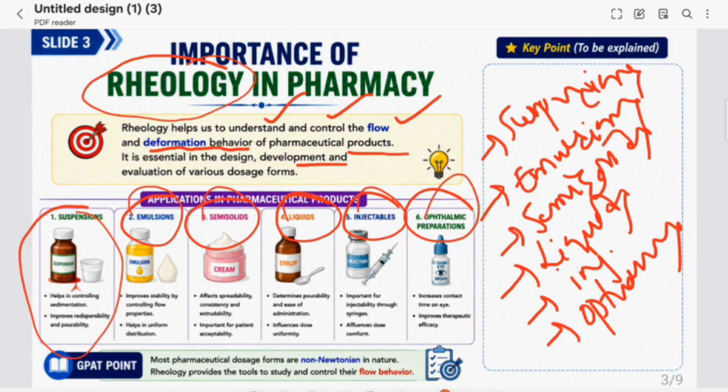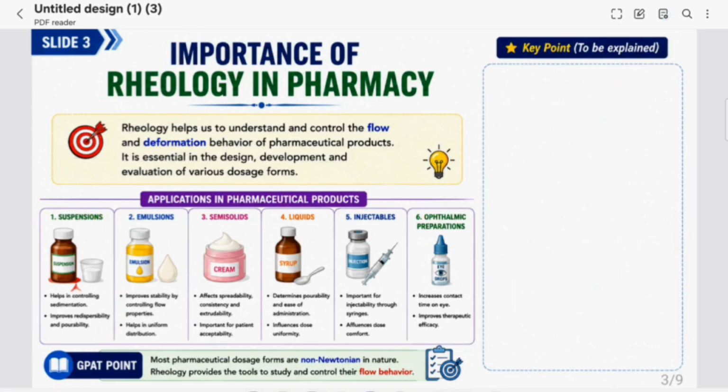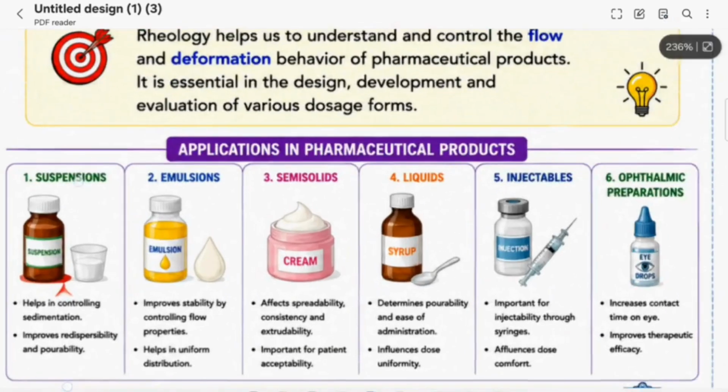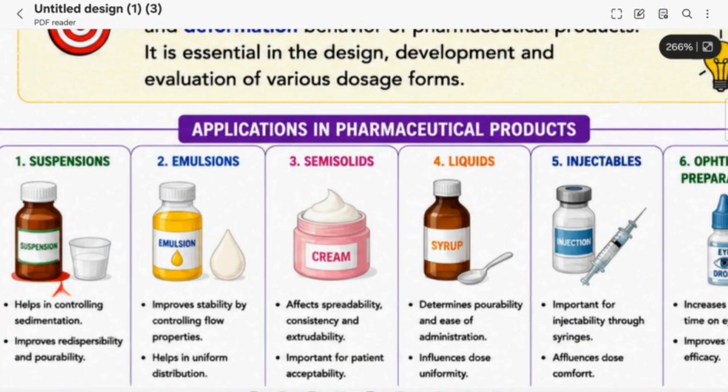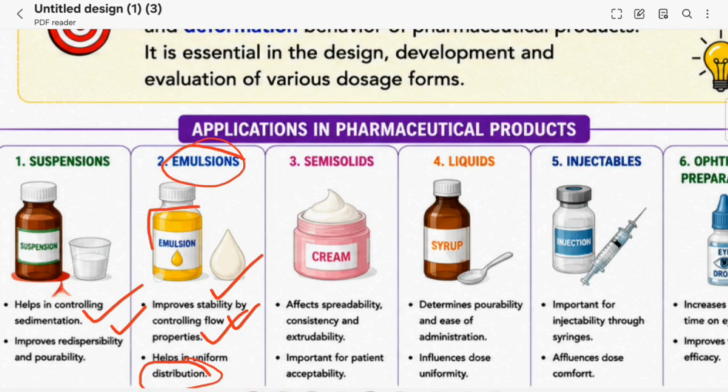In the case of suspensions, it helps in controlling the sedimentation rate and improves redispersibility and pourability. In the case of emulsions, it helps improve stability by controlling the flow properties, and it also helps in uniform distribution of the solid matter in the liquid phase. In the case of semi-solids, it affects the spreadability, which is very important, and it also helps in maintaining the consistency, which is very important for patient acceptability.